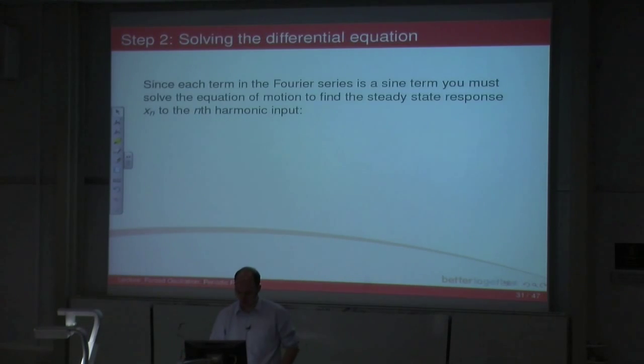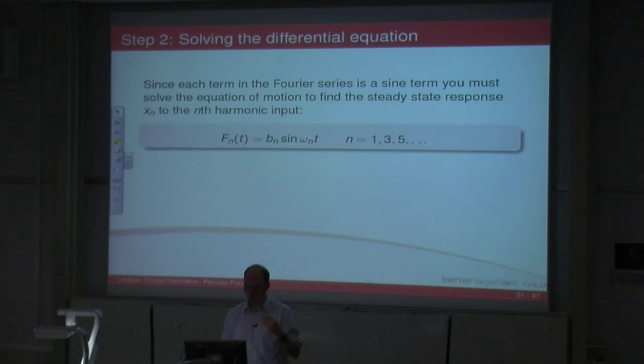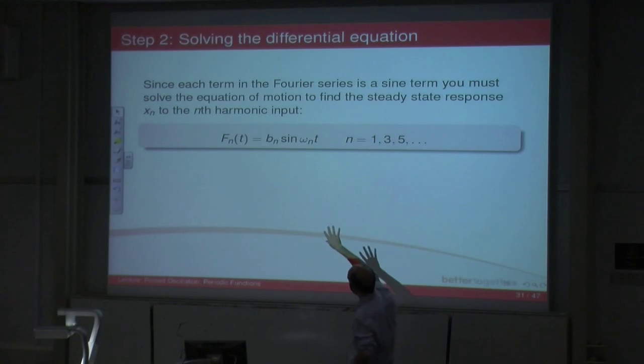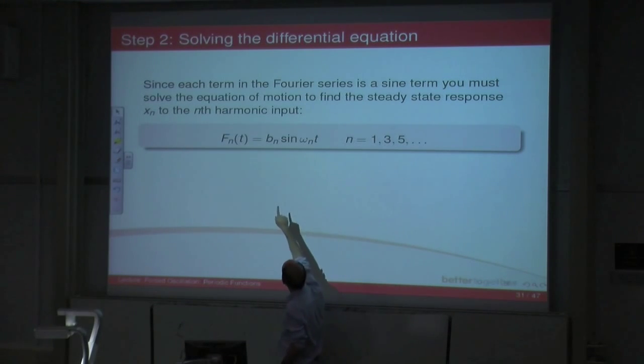Let's do that. For each term in the Fourier series that is a sine term, you must solve the equation of motion to find the steady state response x of n to the nth harmonic input. So this is our function b of n times sine of omega n t, where n is 1, 3, 5. Now that's the general form. When n is 1, that's going to be b of 1 sine of omega 1 times t. When it's 3, you replace the n with 3, and so on.